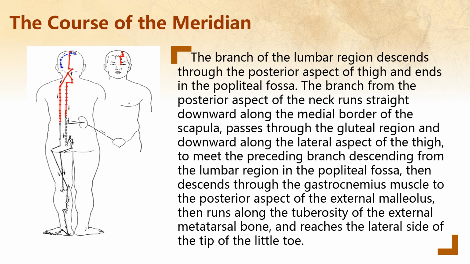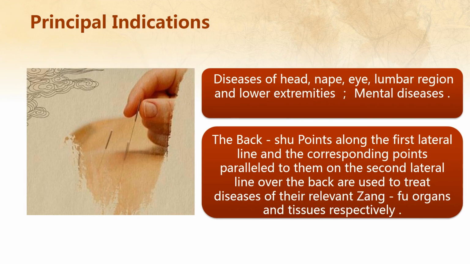Then it descends through the gastrocnemius muscle to the posterior aspect of the external malleolus. Then it runs along the tuberosity of the fifth metatarsal bone and reaches the lateral side of the tip of the little toe. The course of the meridian has been learned.